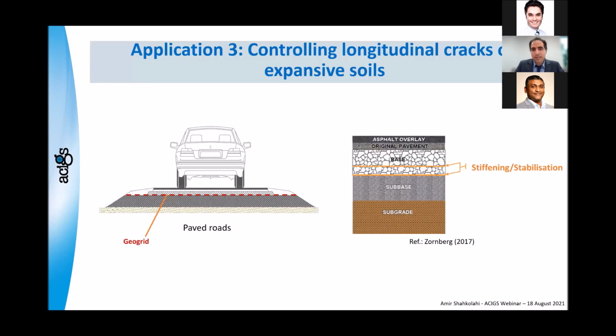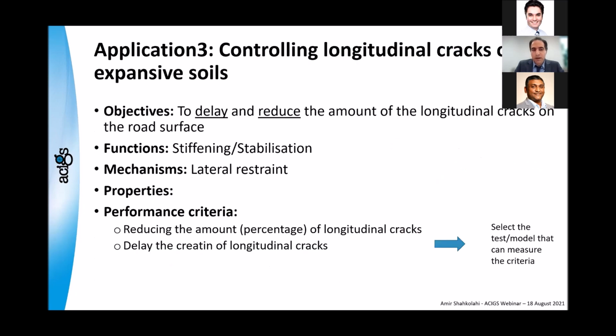And the last application example is on expansive subgrade. Here we are talking about a stabilization or a stiffening between the gravel. Now, the objective is to delay and reduce the amount of cracks. Function is a stabilization or a stiffening. Lateral restraint is the main one. That is the main mechanism. And the criteria can be reducing the amount of cracks or delaying the cracks.